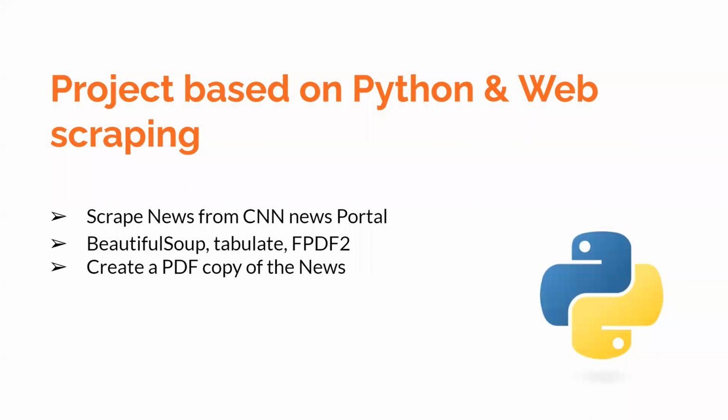In this project, I'm using Python and web scraping. I'm scraping news from CNN news portal and creating the PDF copy of the news as per the user request. I'm using Beautiful Soup, Tabulate, and FPDF, popular Python libraries.